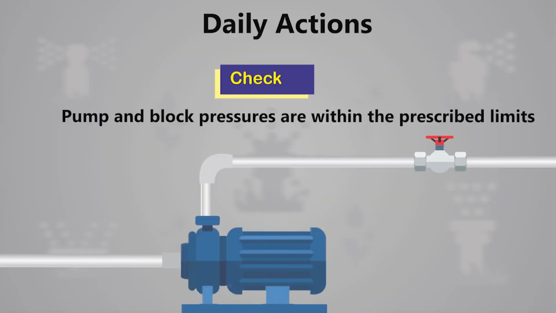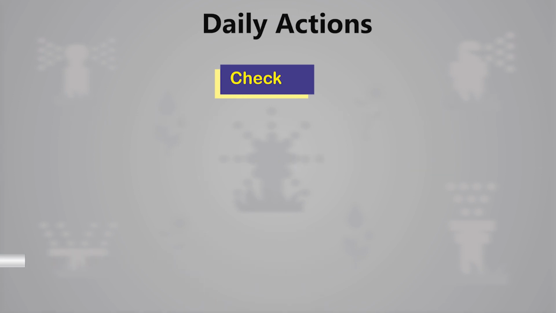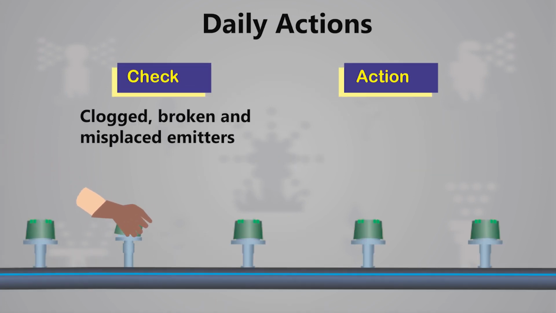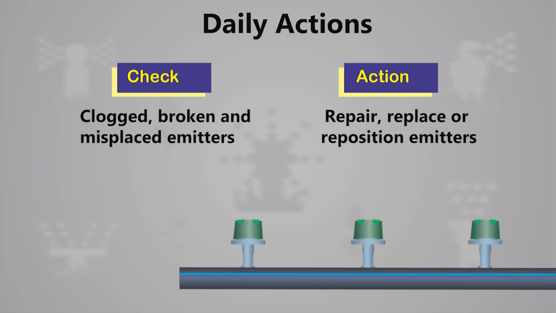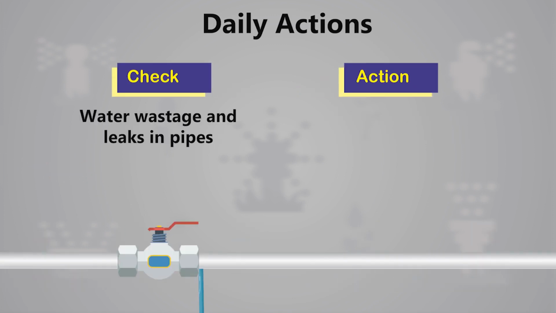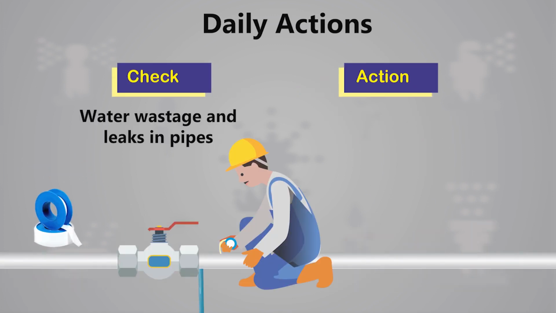So, let's see what we need to do daily. The daily actions that are required are as follows. Check that pump and block pressure are within the prescribed limits. Check for clogged, broken or misplaced emitters. Repair, replace, unclog or reposition the emitters. Check for water wastage and leaks in pipes and repair them immediately.